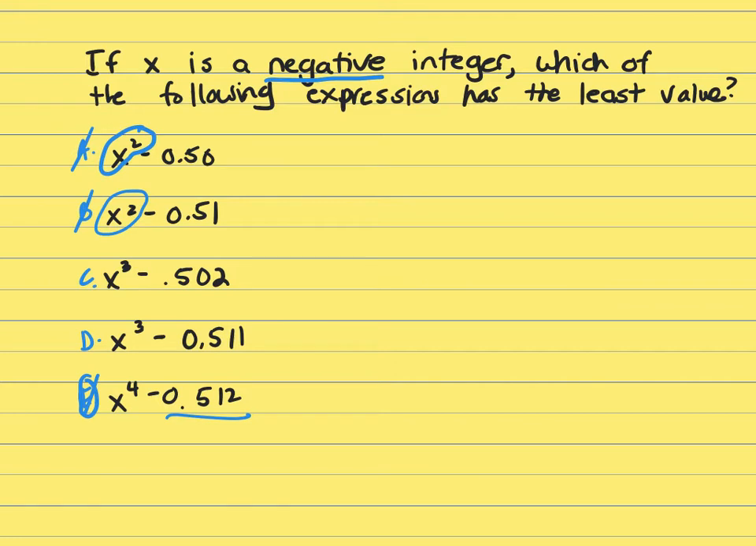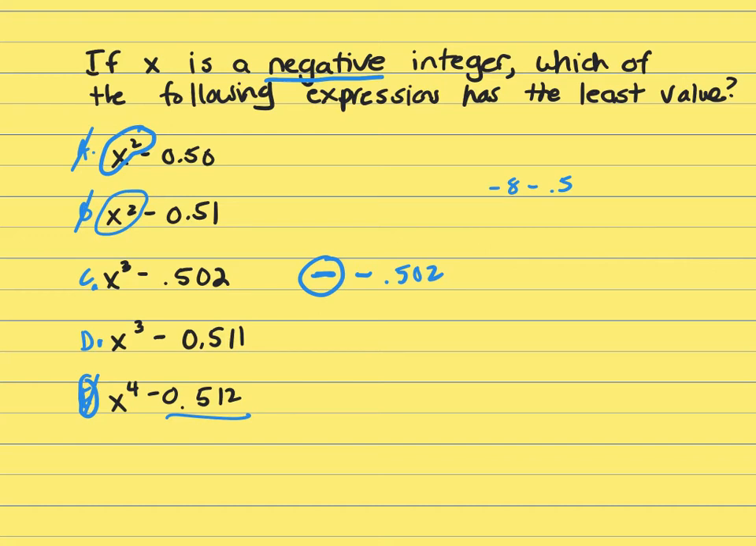Well, when you cube a negative number, you're going to get a negative number. So this is a negative number minus 0.502. Okay? So it's going to be negative. Negative number minus 0.502. For example, negative 8 minus 0.5 is going to be more negative. Okay? That's going to be negative 8.5.